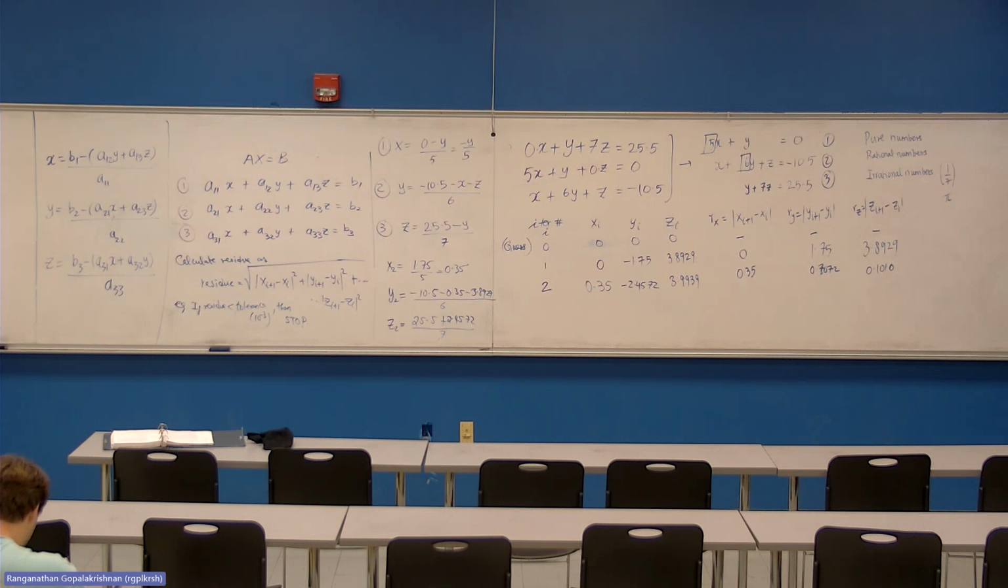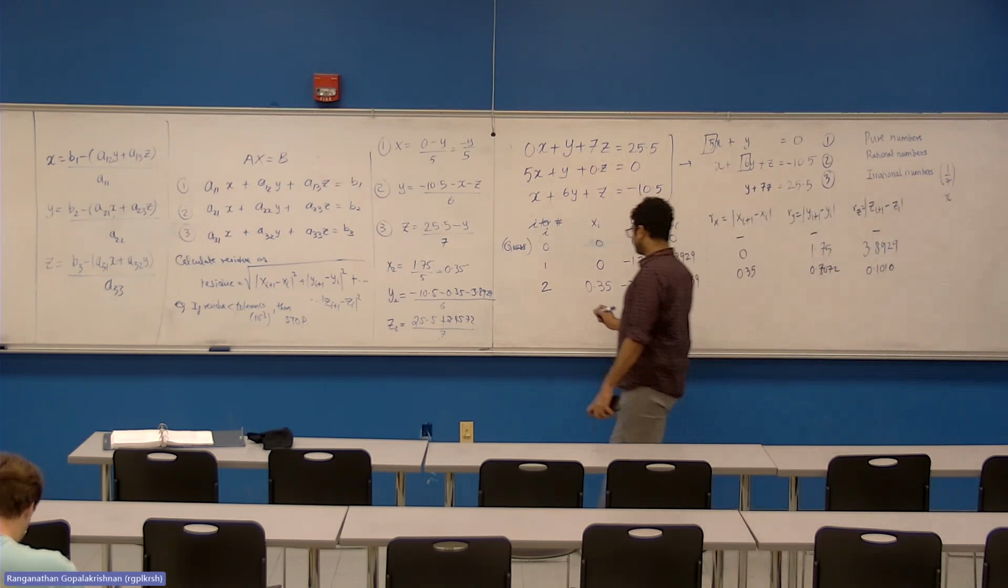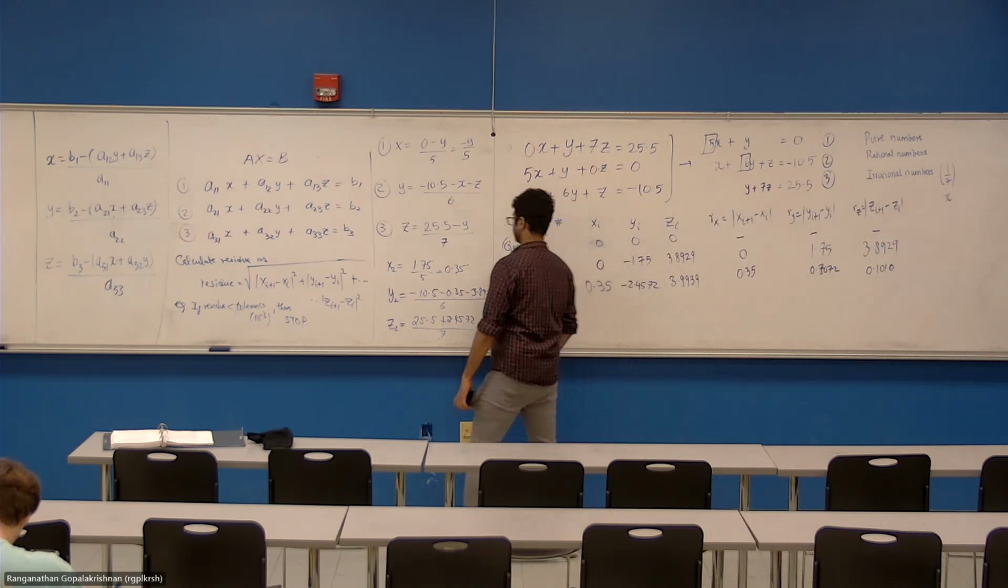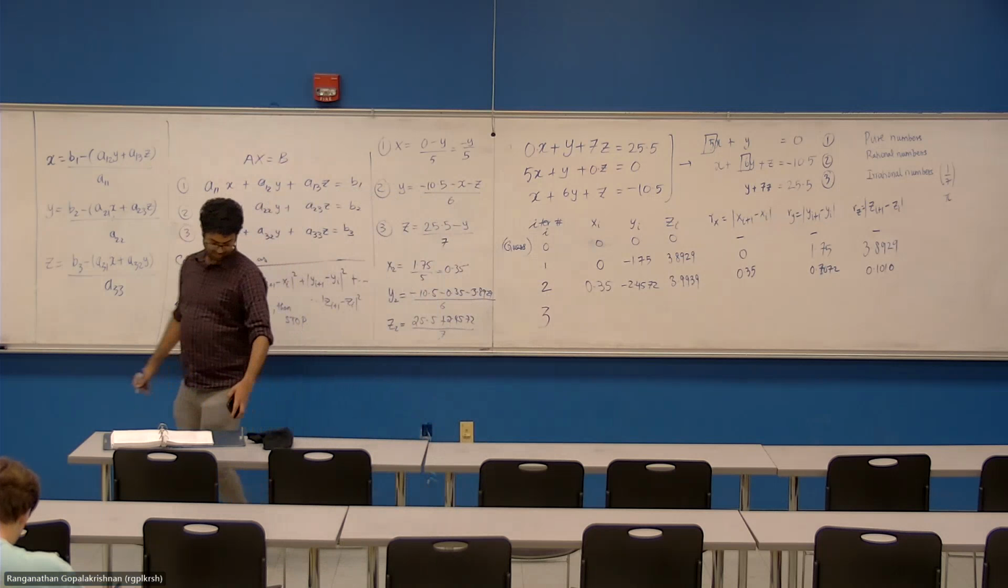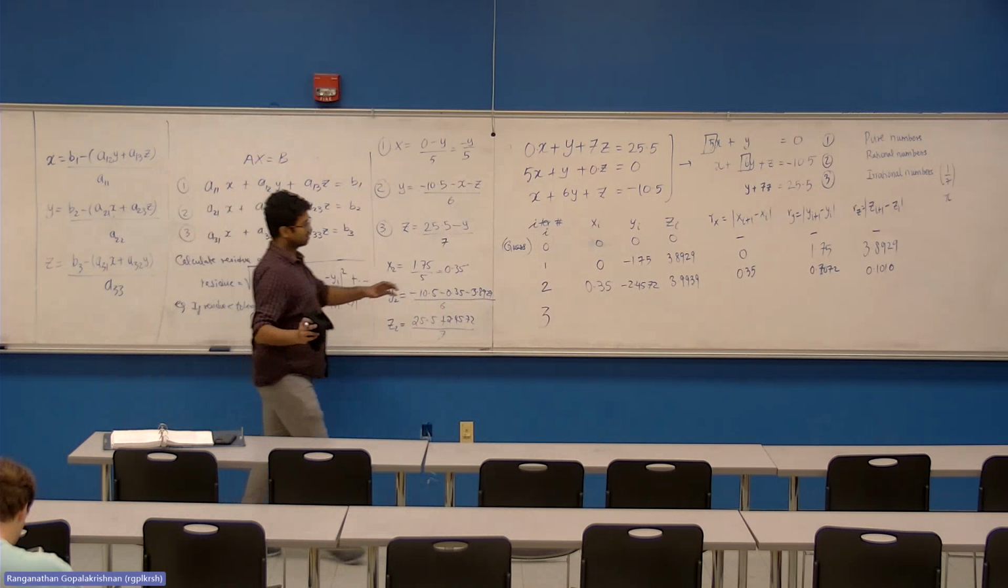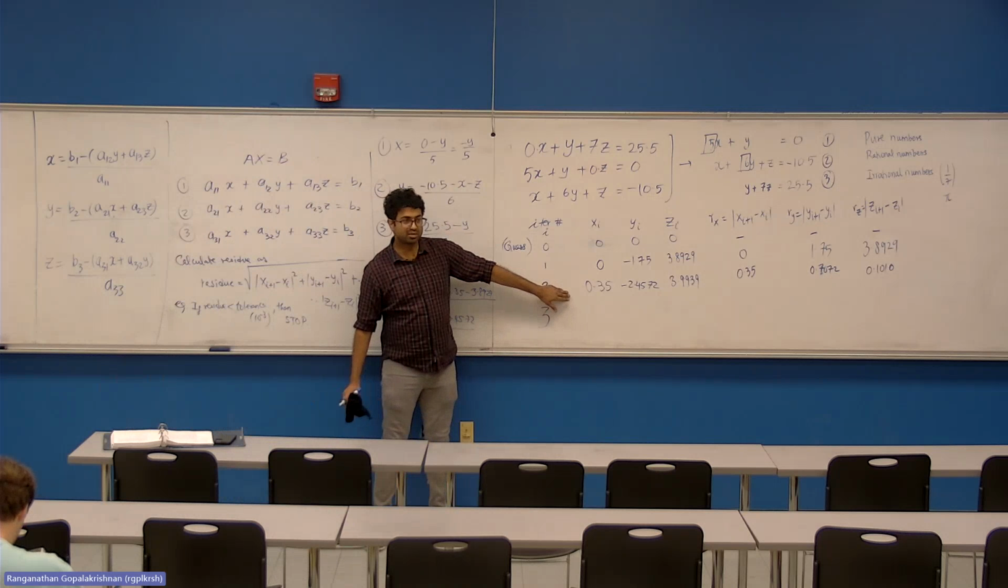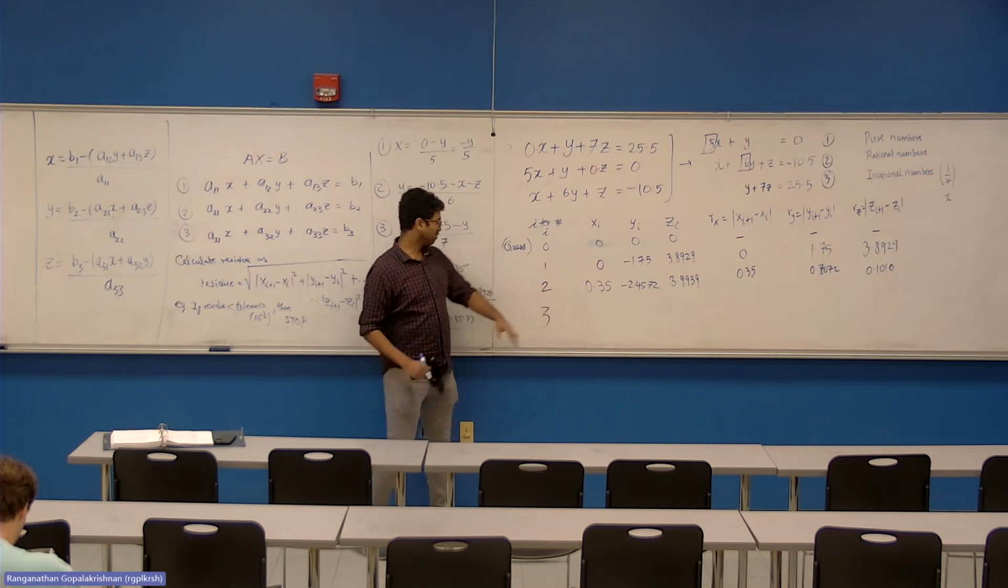You're okay? Shall we do one more iteration before we jump to Excel? Because once we figure out something, we get lazy and automate. That's what we do. Iteration 3. Is everyone okay up to here? These 6 numbers you are able to get? We all agree? Okay.